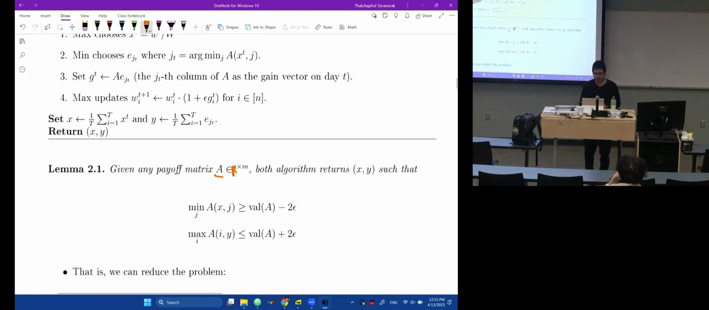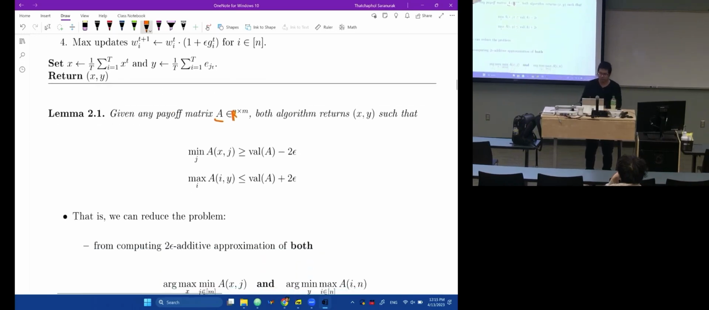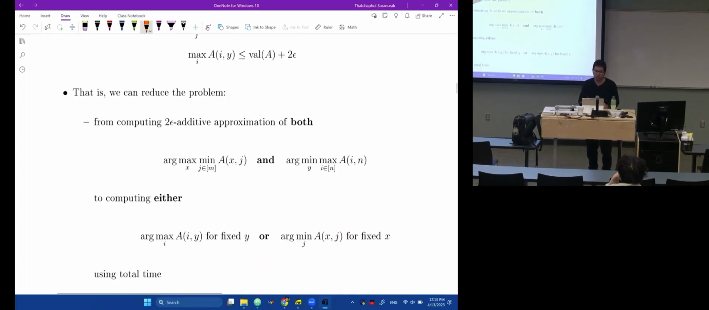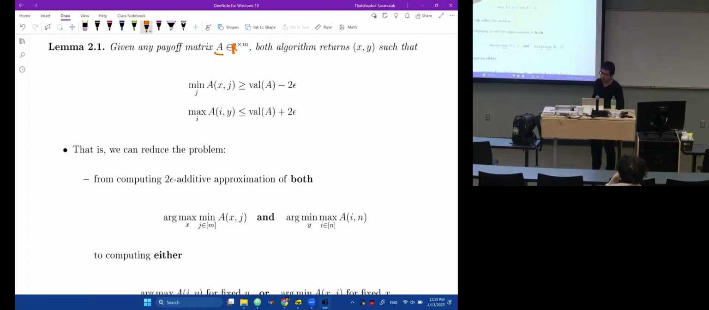So that's what we showed last time. And now let me try to put this into more perspective. The way you think of these two algorithms is that you can think of it as a reduction. It reduces the problem of computing additive approximation of both min max and max min.